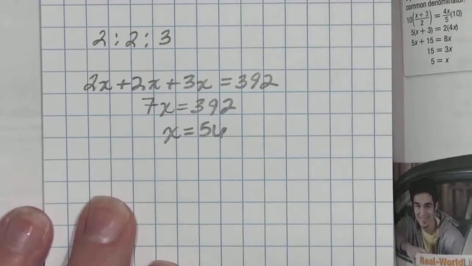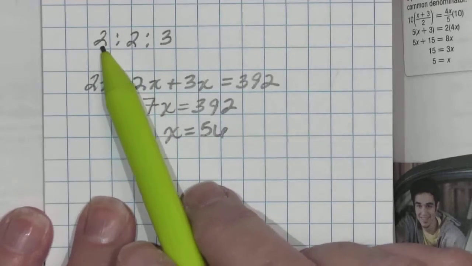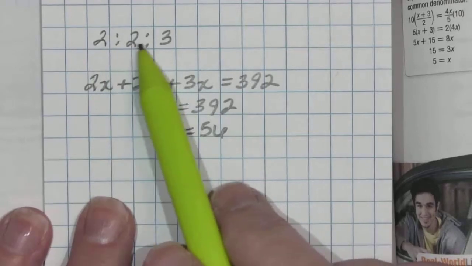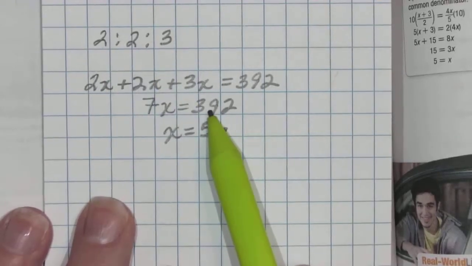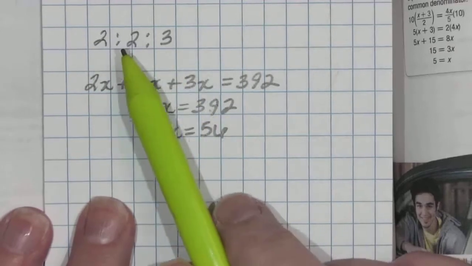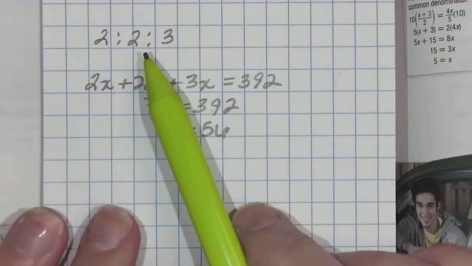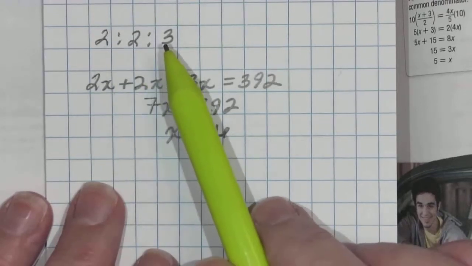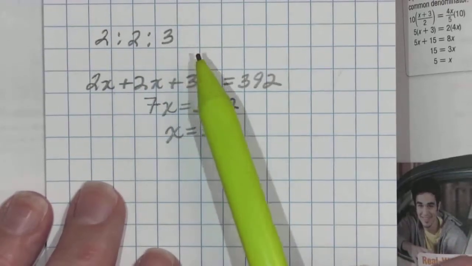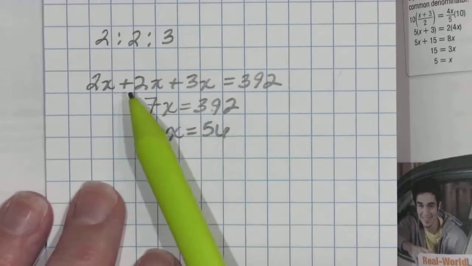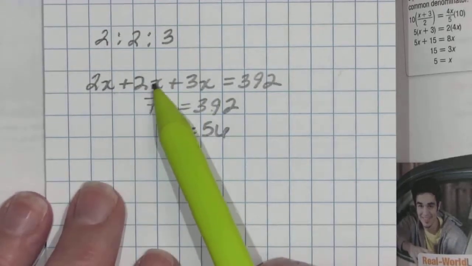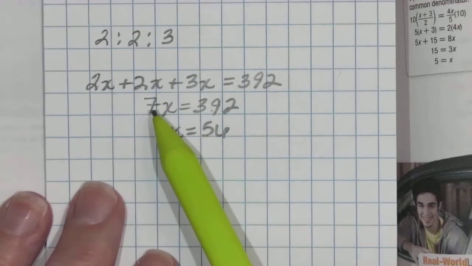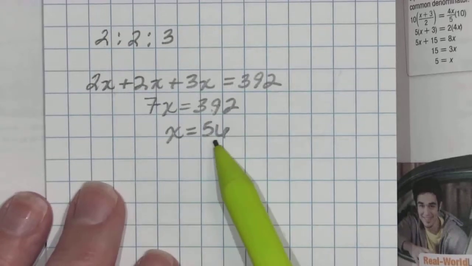Okay. Well, you have these ratios, 2 to 2 to 3. We know they're all, because that doesn't add up to be 392, does it? So we know since they're a consistent ratio there, then they're all going to be multiplied by some factor, the same factor, and then added up to be 392. So 2x plus 2x plus 3x equals 392. Then solve for x. So 7x equals 392, x equals 56.